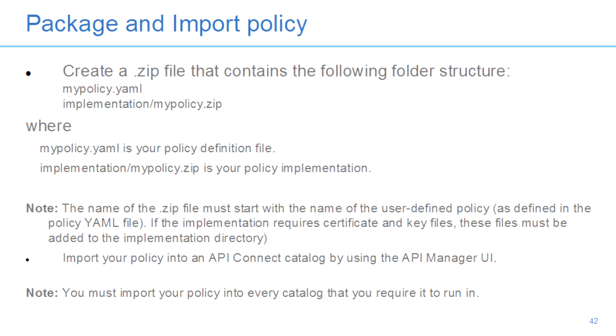And the policies need to be loaded into every catalog that's going to be using your custom policy. So it's not a load once into API Connect and then use. So if you've got an API that uses it in 3 different catalogs, it has to be loaded into each catalog.